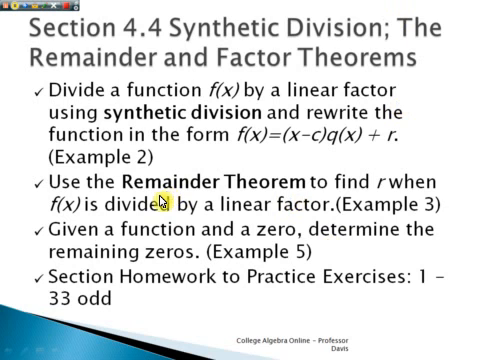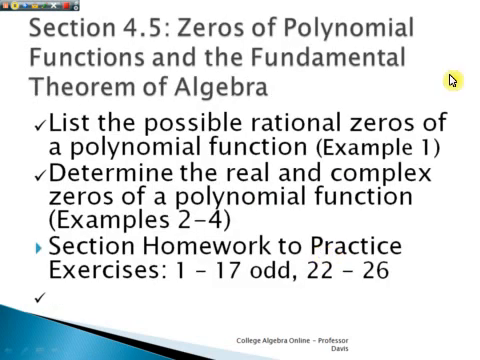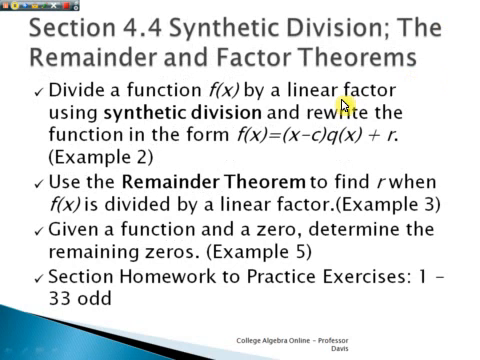And let me also mention the factor theorem here. That's simply put, the factor theorem tells us that if c is a 0 of a polynomial function, then x minus c must be a linear factor of that function. And that's shown in example number 6. And also we wanted to make sure we take a look at example 5 on finding the remaining zeros for a polynomial function. So that's example 5.